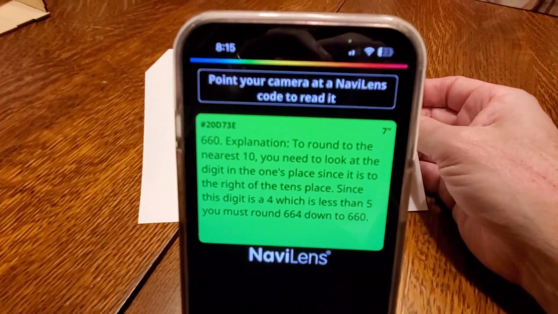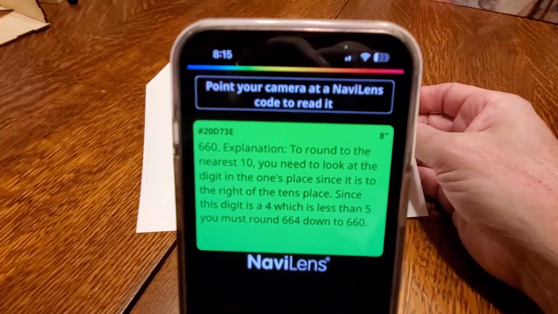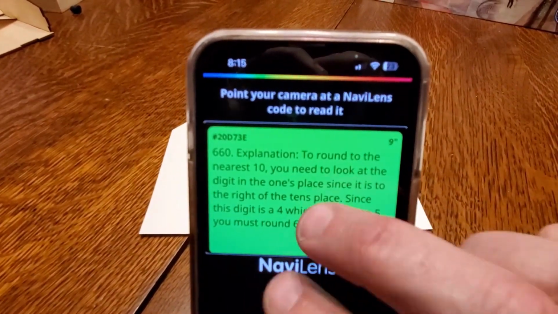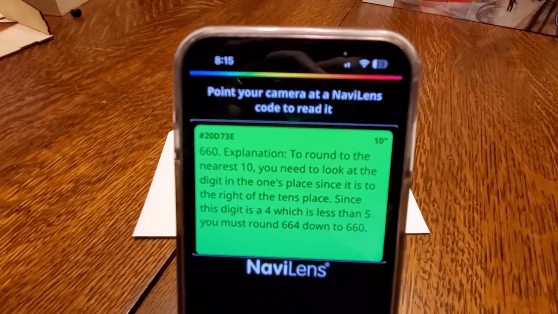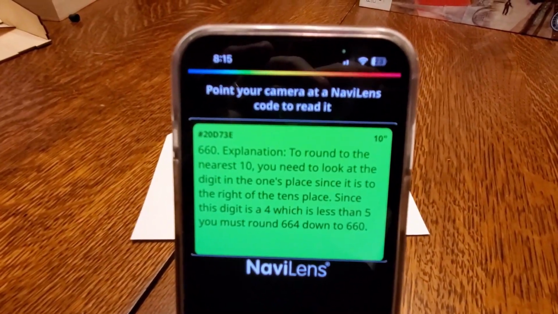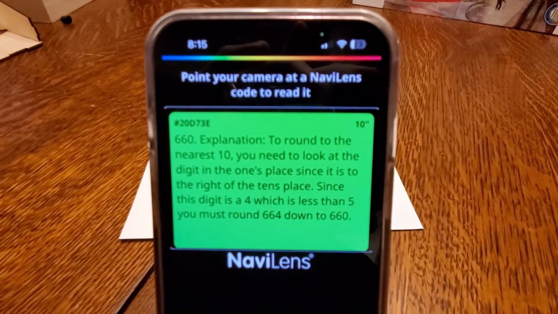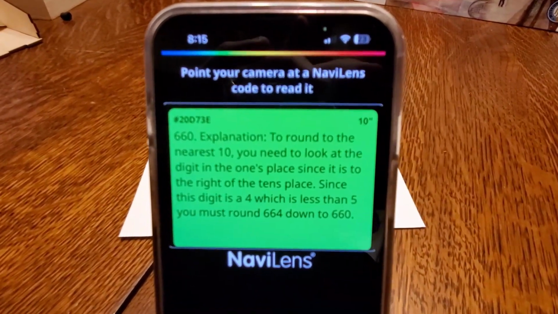660. Explanation. To round to the nearest 10, you need to look at the digit in the ones place since it is to the right of the tens. And I just did the 2-finger tap with VoiceOver to pause the audio. To get the idea, they hear the answer 660, and then they can hear an explanation.